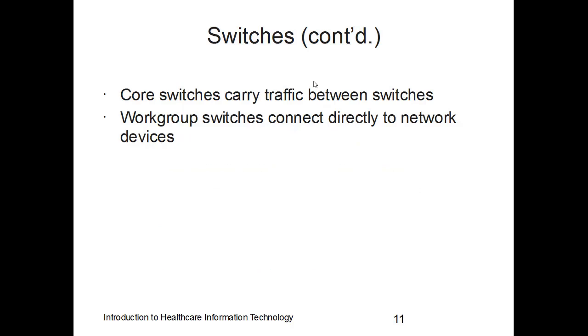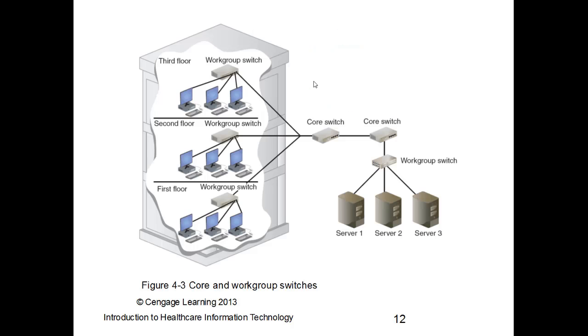Core switches can carry traffic between switches. And workgroup switches connect directly to a network device. And here's how all of this would work together in a real-world setting. Let's say you have a facility of 3 different floors. You have individual desktops on floor 1 and floor 2, floor 3.